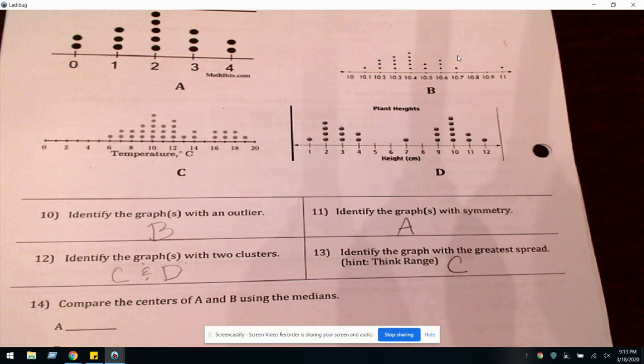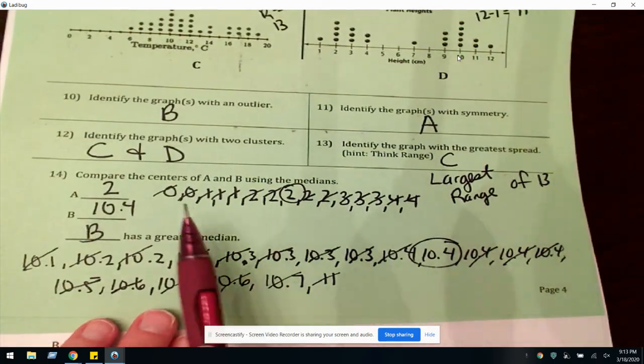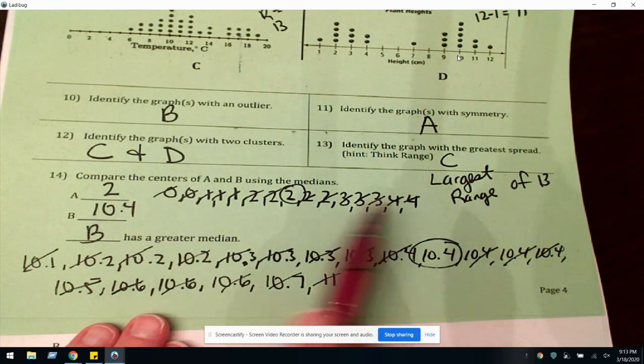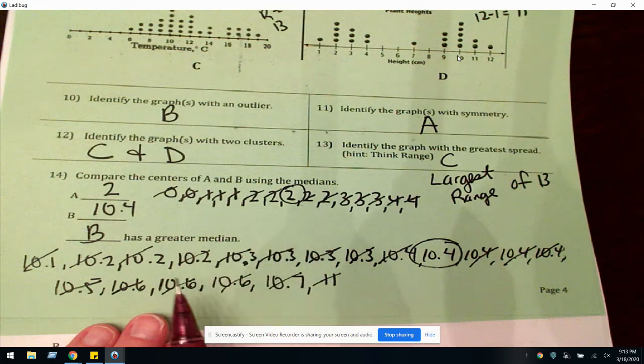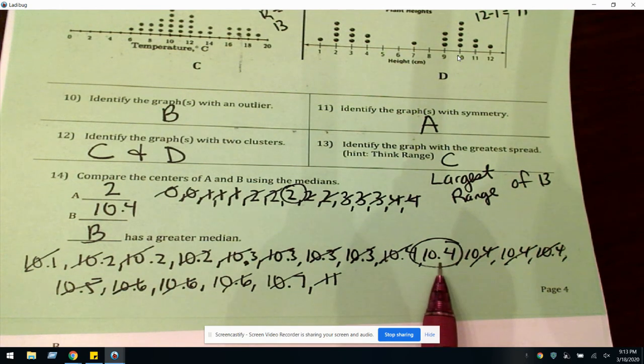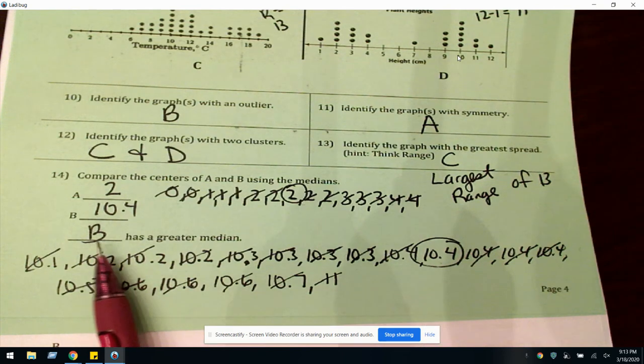All right, then 14, it says compare the centers of A and B using the medians. So to do that, we would have to put these in order from smallest to largest. So I'm just going to show you what we got here because this would take a while to actually write it all out. So here is graph A, smallest to largest. Our median is 2. Here's graph B, smallest to largest, lots of dots there. Our median is 10.4. So which has a greater median? Well, graph B. So that's how we're comparing them. All right, so that's that.